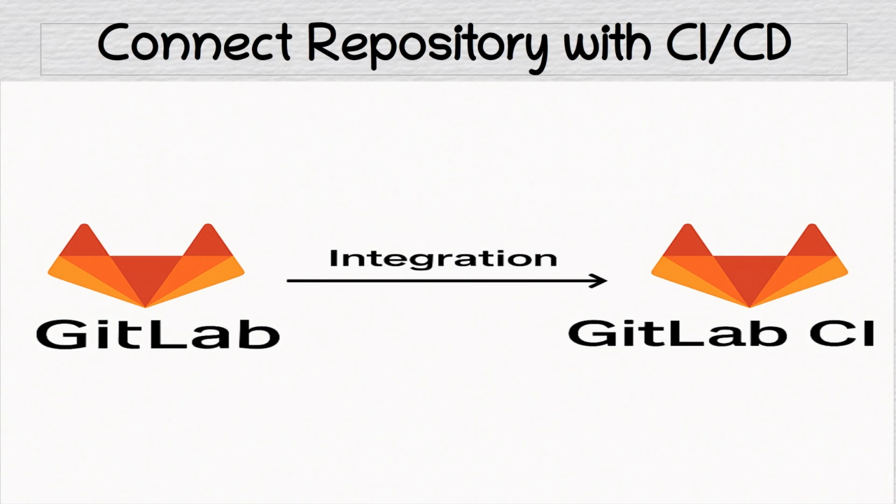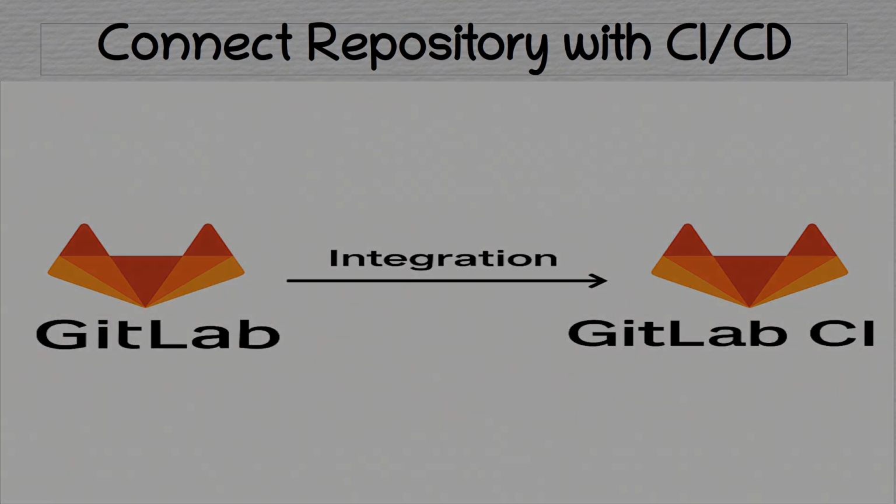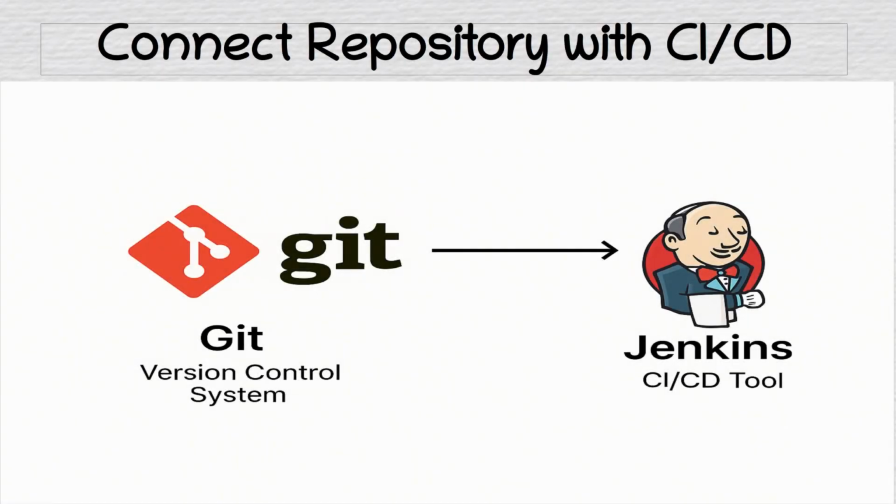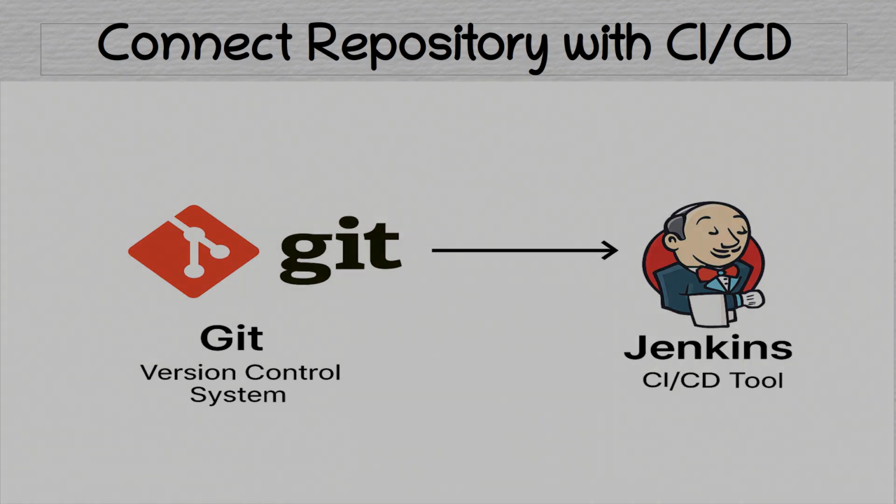In second step, we need to connect repository to CI/CD tool. CI/CD tools can be inbuilt in some of the version control systems, for example GitLab with GitLab CI and GitHub with GitHub Actions. If the CI/CD tool is external to the version control system, for example Jenkins, then you need to add Git credentials, install Git plugin in Jenkins, and configure webhook or polling.